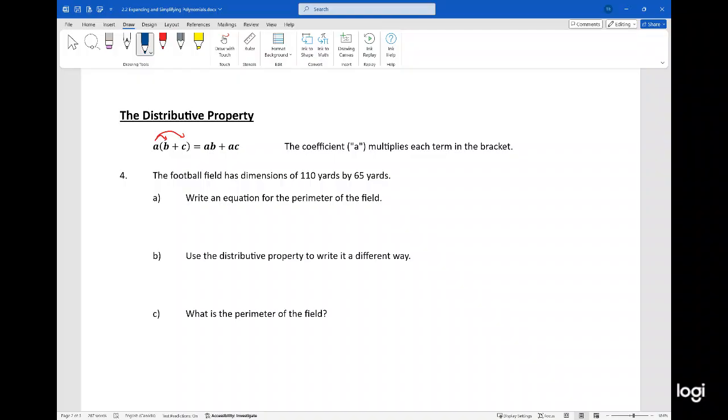All right, let's try just an interesting word problem that kind of uses this idea. A football field has dimensions of 110 yards by 65 yards. Write the equation of the perimeter of the field. So the perimeter, if you think about the field like this, we'll just do 110, 65, 110, 65. Whenever I'm doing perimeters, I like to go around the outside and just make sure I don't miss any sides. So 110 plus 65 plus 110 plus 65.